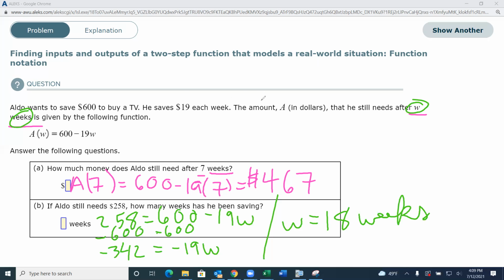So in this topic, you're not only going to be plugging in a number for the independent variable x, or in this case W, but also for the name of the function, which in this case was A of W, where we plugged in the 258.